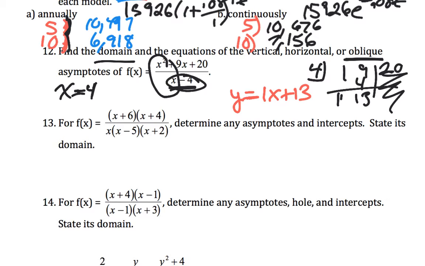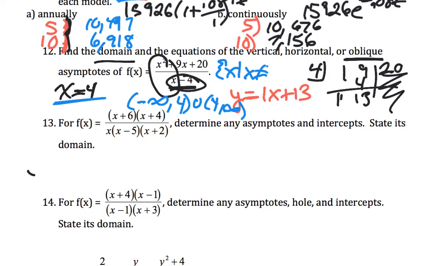And then what my domain is, it comes from right here, my vertical asymptote. So I can't use the 4, so I'm going to jump over it. And that is my domain. I could have also written it set of x such that x does not equal 4 and x is an element of all real numbers.